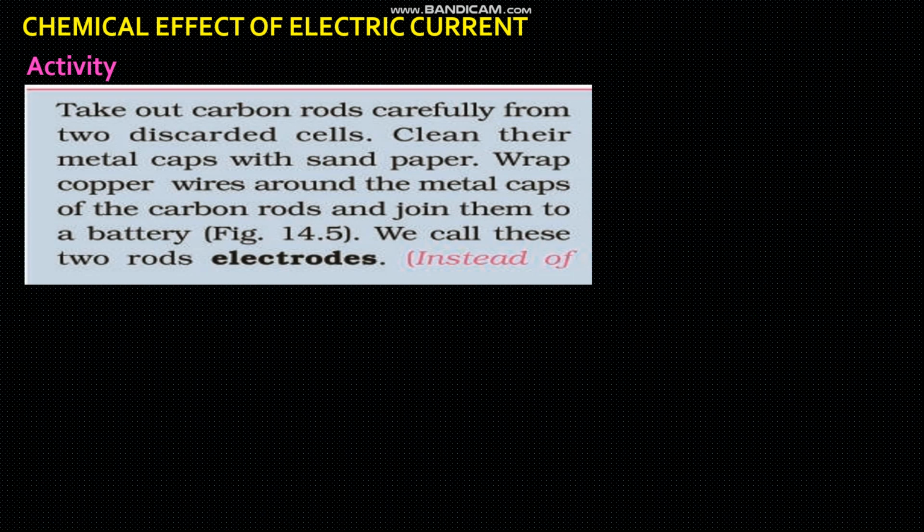Now let us see what is meant by chemical effect of electric current. So we have already seen three effects of electric current: heating effect, magnetic effect and chemical effect. We came across the heating effect and magnetic effect in the previous classes. Today let us see what is meant by chemical effect of electric current.